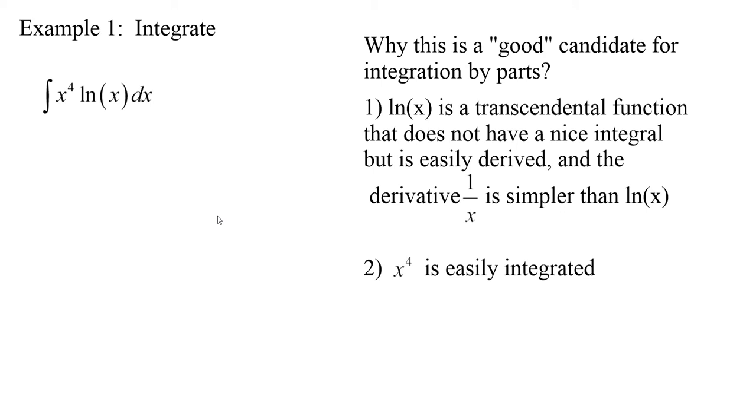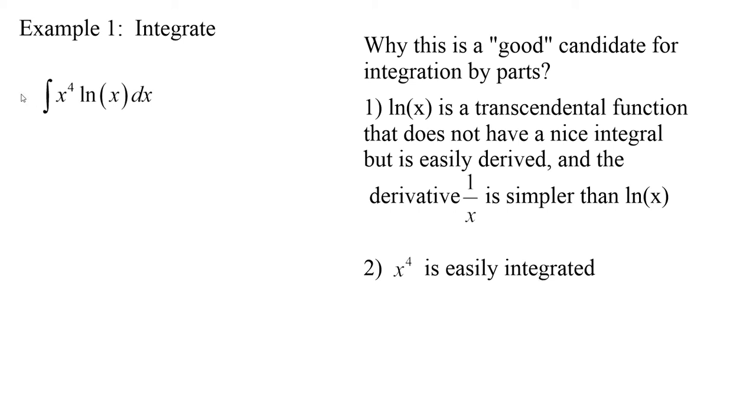That first example is the integral of x to the fourth times ln x. And here again, we have our product. So why is this a good candidate for integration by parts? Ln x is a transcendental function, and it doesn't have a nice integral. We don't have a nice integral for ln x. But it's easily differentiated, and 1 over x is simpler than ln x because we can write that as an exponential, x to the negative 1 power. And x to the fourth is easily integrated.